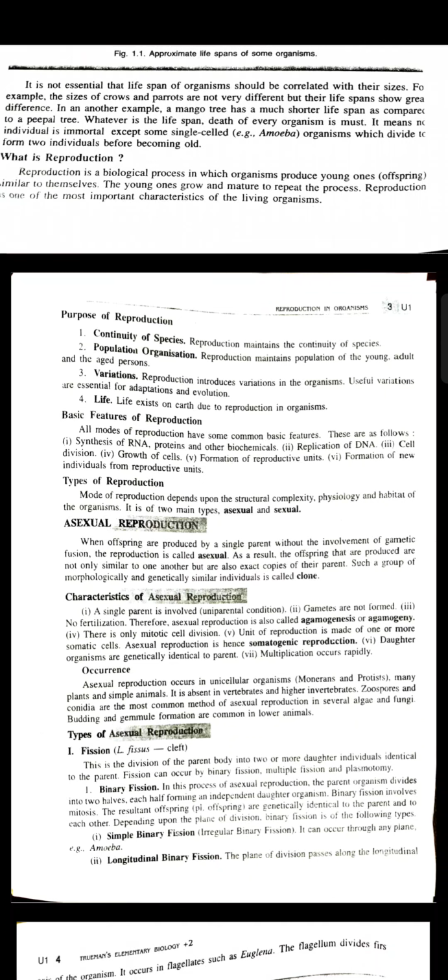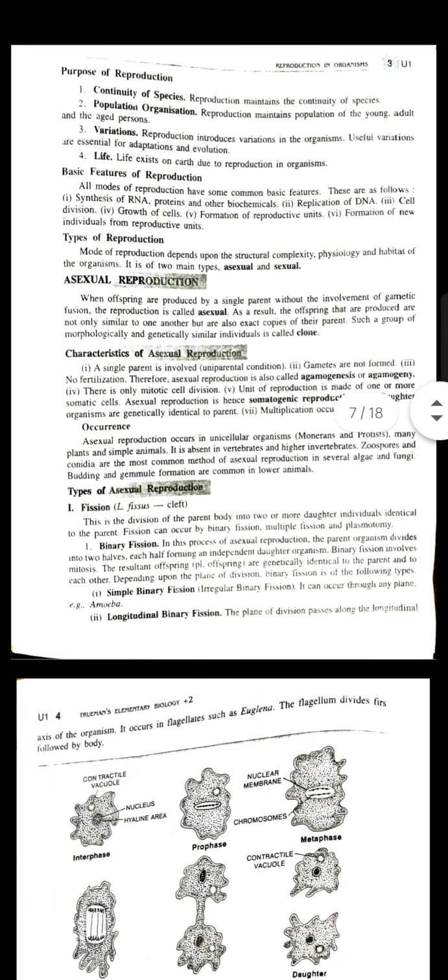Now it is followed by cell division. Cell has to be divided. Now growth of the cell. Cell must grow. Formation of the reproductive units and new individual. And so let us move to the different modes of reproduction. That is asexual. First, today we will discuss the asexual mode of reproduction, and the sexual mode of reproduction we will discuss in the next class. So without wasting time, let us move forward.